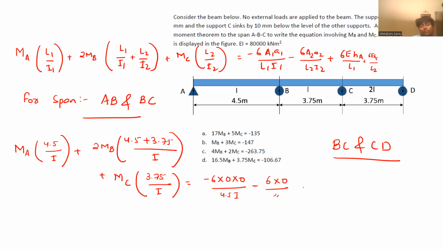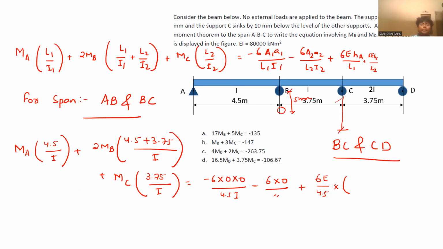The first two will be zero. It was only given support settlements. Then 6E into 5 mm, 10 mm. Support B is sinking by 5 mm and support C is sinking by 10 mm. So B is sinking to here, this is 5 mm. Support C is sinking to here, 10 mm.